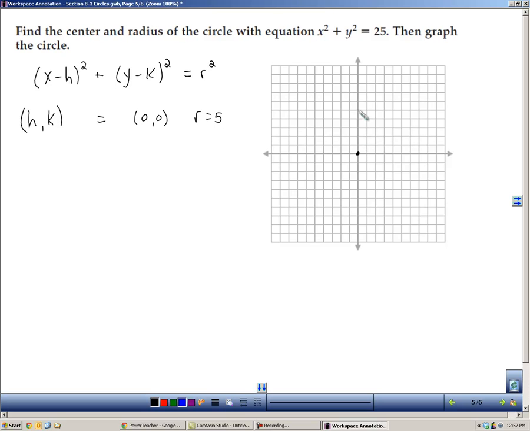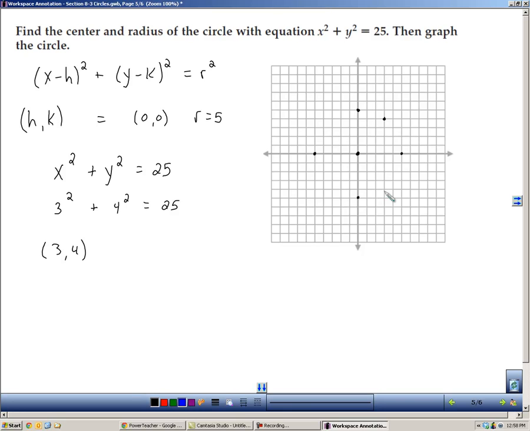Which means I know that I have a dot up 5, to the left 5, down, and to the right 5 units. We could probably find a couple more points to make the graph of this circle a little bit better. Well, I know that if I put a 3 in for the x and a 4 in for the y, I know that 3 squared plus 4 squared is 25. So that tells me that I have an ordered pair at 3, 4. So I can go over here and say there's an ordered pair at 3, 4.